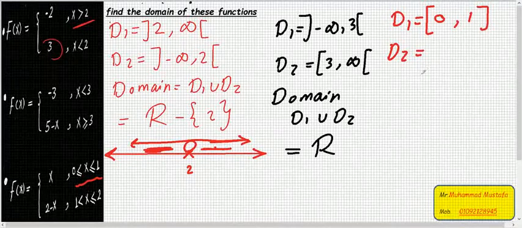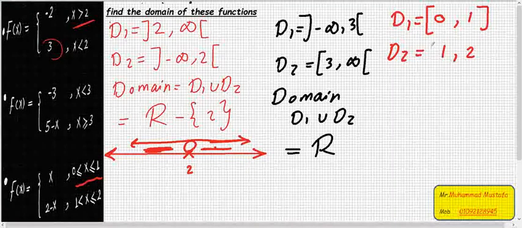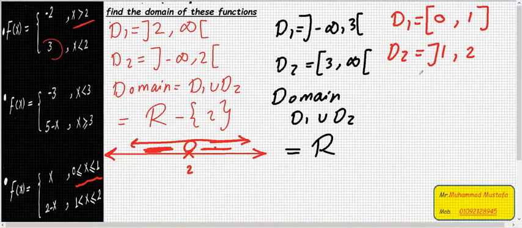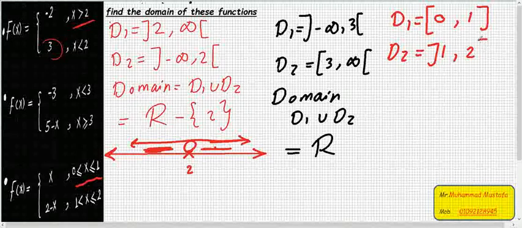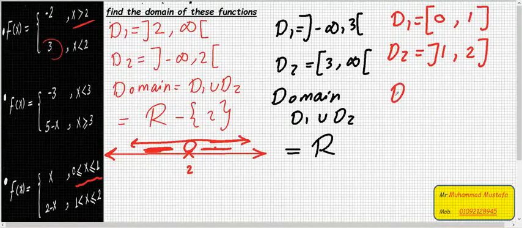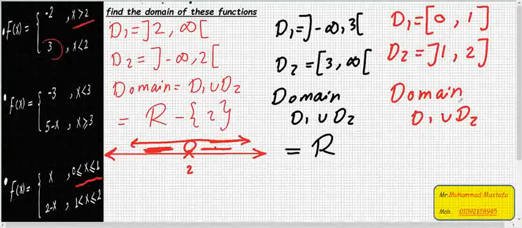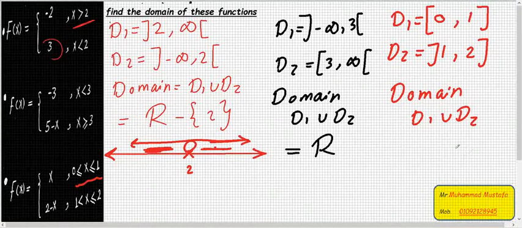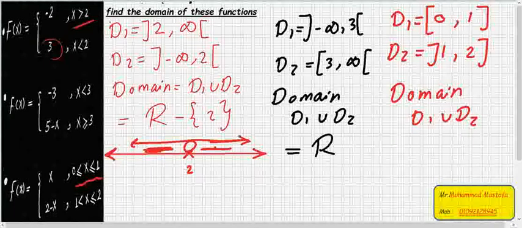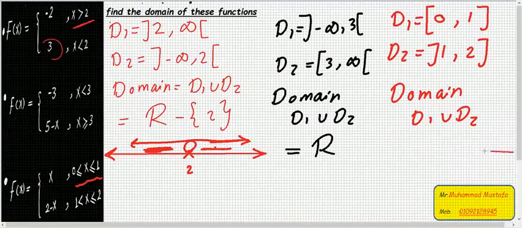D2, x between 1 and 2. x greater than 1 means that 1 doesn't belong to the domain, and 2 belongs to the domain. To find the domain of the function, we find D1 union D2. We can use the number line to represent the two intervals.